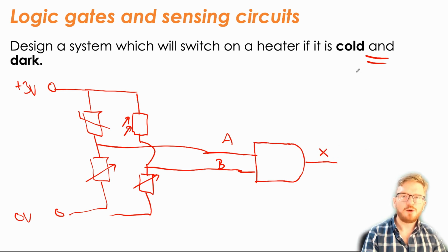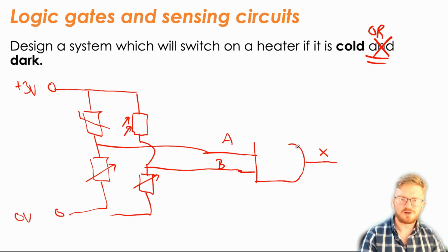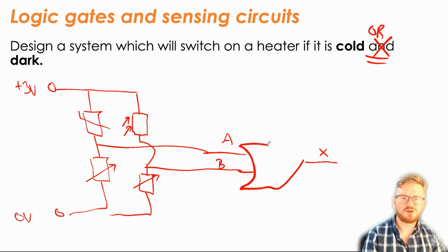What about if I change this and said to make cold or dark? Well, in that case, it becomes really simple. All I need to do is swap this logic gate for an AND gate. Sorry, an OR gate. So that's the symbol for an OR gate. And now this will switch on when either of these is true.